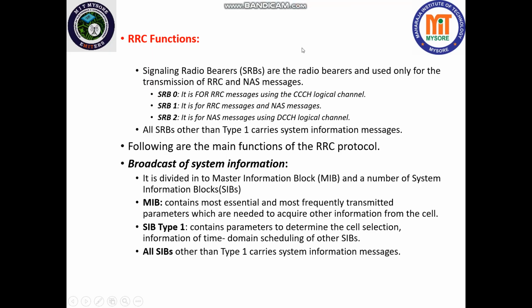The next topic is RRC functions. Before going into the different functions provided by the RRC protocol, we first introduce the concept of signaling radio bearers, or SRBs. The SRBs are defined as radio bearers that are used only for the transmission of RRC and NAS messages. NAS means non-access stratum messages.